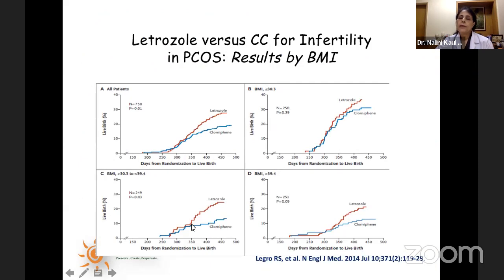But one very important factor, which especially in PCOS we know, is the high BMIs. And if you look at these graphs, you'll see that with BMIs below 30, BMIs above 30, BMIs above 39, in all groups, letrozole performed much better in terms of live birth than clomiphene citrate.